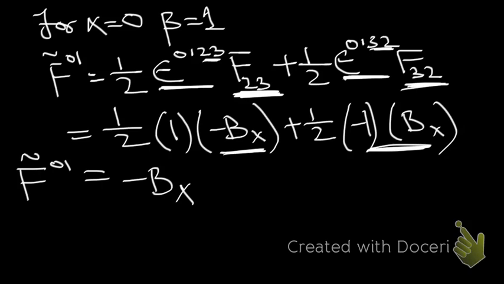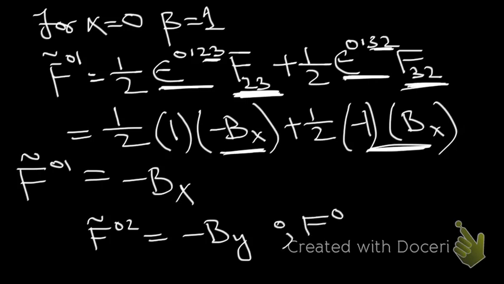Now likewise you could figure out the 0, 2 component of the dual field strength tensor. That would be nothing but your negative by, and your 0, 3 component of the dual field strength tensor would be negative bz, right? So you could work out these components yourself, and that would be a very good thing to do, right?